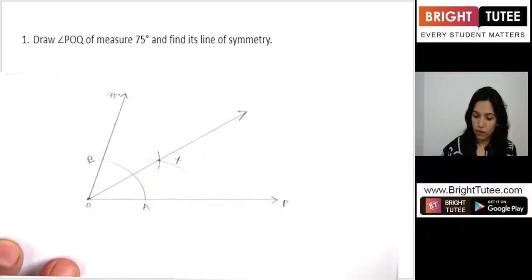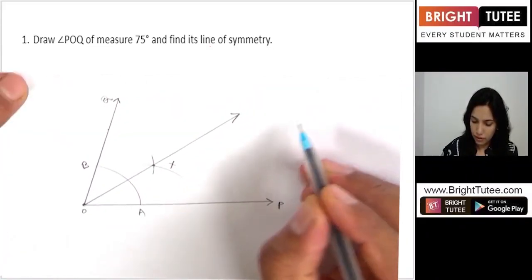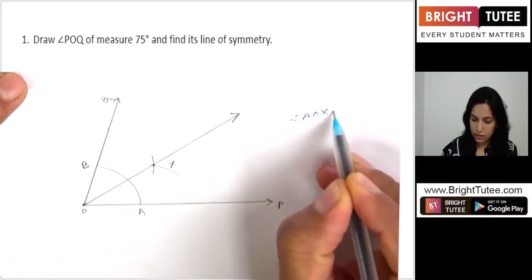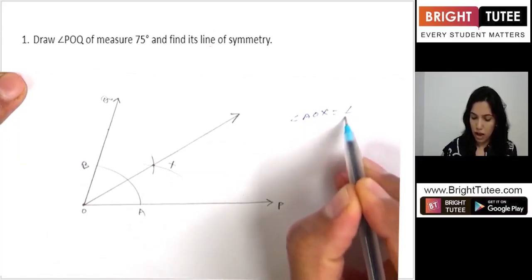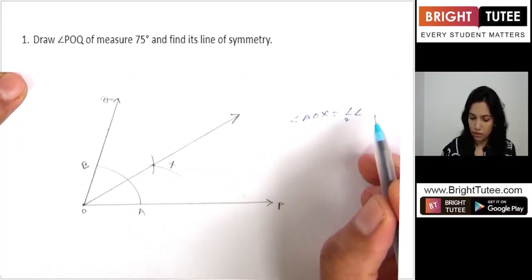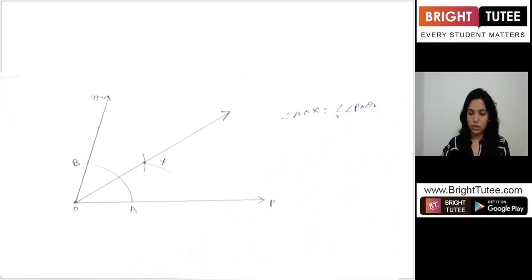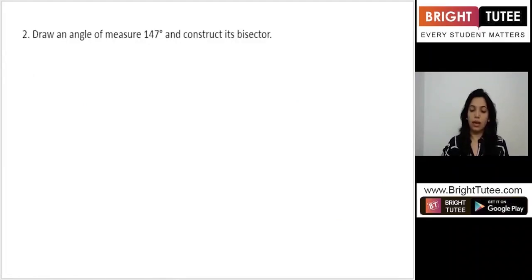So what have we got? We have got angle AOX, which is equal to half of angle POQ, right? So this is the kind of image that you will see if you are doing the construction. This is the line of symmetry, or we can say the angle bisector of the given angle. Moving ahead, draw an angle of measure 147 degrees and construct its bisector.